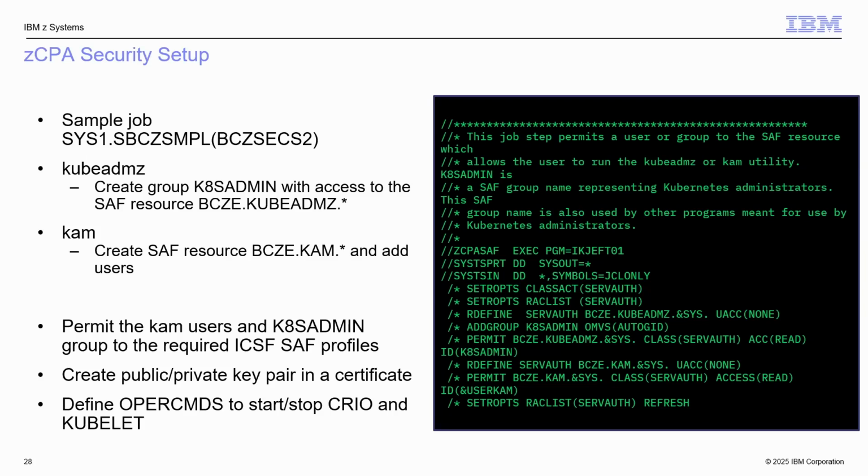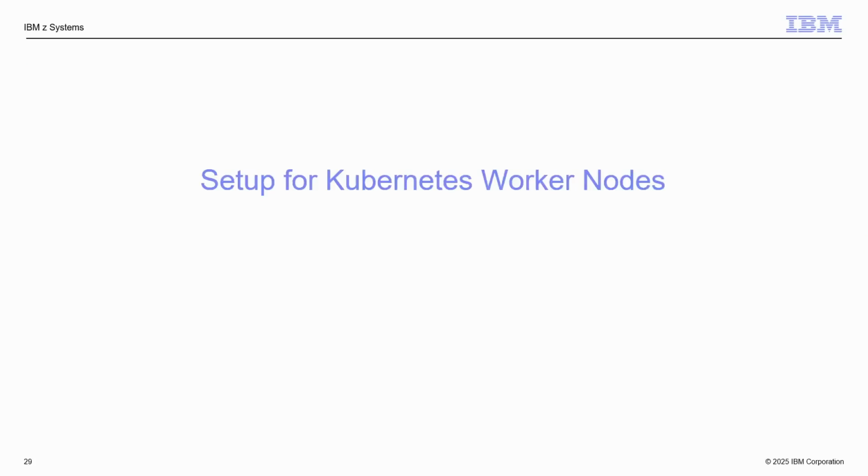And then finally, we have some operator commands in order to start and stop Cryo and Kubelet, which we'll be going over in a second, but there are two parts of the worker node that get started and stopped whenever we do a worker node join or a worker node reset using kubeadm. And that's all for the ZCPA setup. At that point, you will have three ZCPAs provisioned on your system, and you are able to go ahead and run your kubeadm commands to initialize and join them into a cluster.